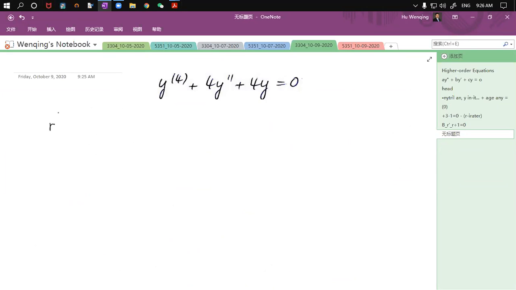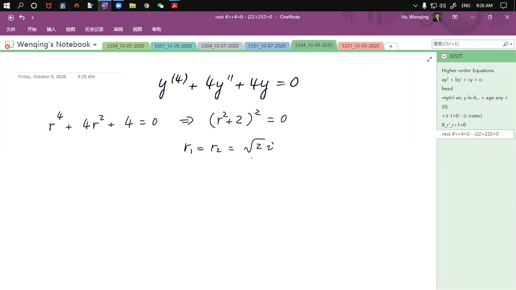Well, the characteristic equation again is r to the power of 4 plus 4 times r squared plus 4 is equal to 0. That's going to tell you (r squared plus 2) squared is equal to 0. So therefore, you can see that the roots are r1 equal to r2 equal to square root of 2 multiplied by i, because i squared is minus 1. Remember, i squared is minus 1. So r3 is equal to r4, which is its conjugate, minus square root of 2 of i. Is that good for everybody?